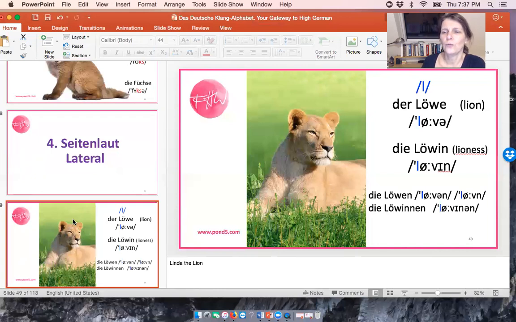Löwe, die Löwen. Der Löwe, die Löwen. Die Löwinnen. L, la la la, Löwe.